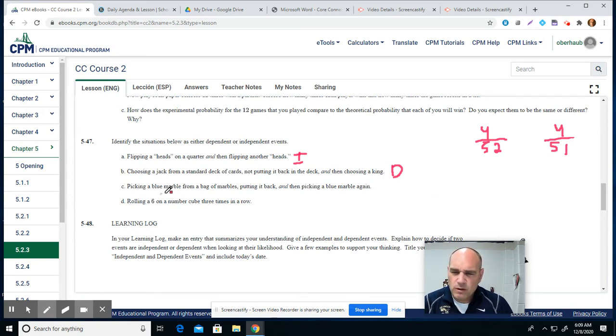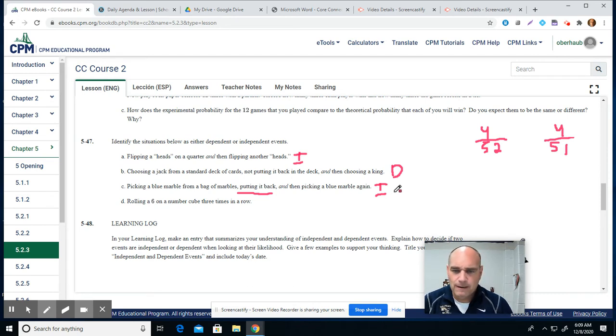C, picking a blue marble from a bag of marbles, putting it back. I think that's going to be key. And then picking a blue marble again. I'm going to say that these are independent, since we put the marble back after we picked it, we have the same probability the next time. So it does not depend on what happens on the first one because we put it back, so we have the same probability.